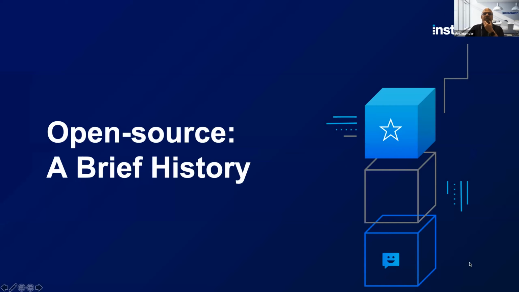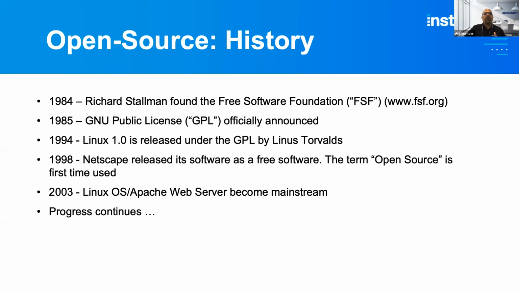So let me start with a brief history of open source. I don't want to spend too much time on it, just for some context. The open source movement was essentially kicked off by Richard Stallman in 1984 when he founded the Free Software Foundation, FSF. It was a revolution against proprietary software. In 1985, the GNU Public License, GPL, was officially announced.